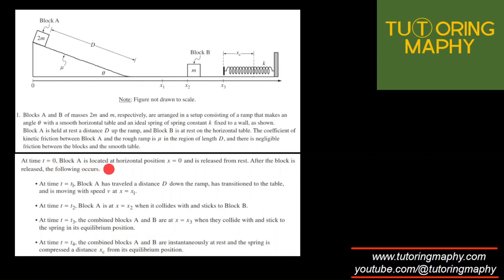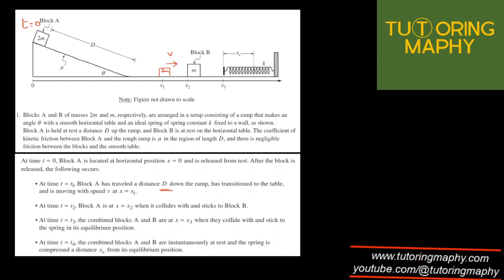At t equal to 0, block A is located at horizontal position x equal to 0. So this is t equal to 0, the starting time. T1 is when block A has traveled a distance D down the ramp and has transitioned to the table and is moving with speed v at x equal to x1. So over here, the block 2m is moving with a speed of v. And at T2, block A is at x2, and it collides and sticks to block B. So this is where the collision happens and it sticks to it.